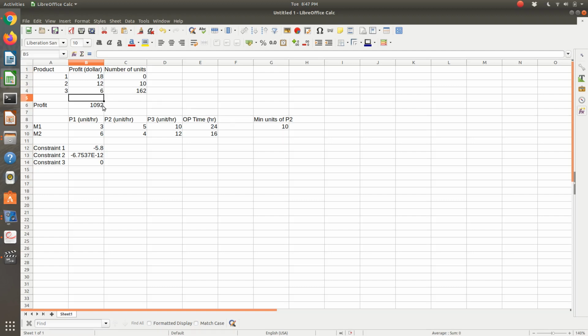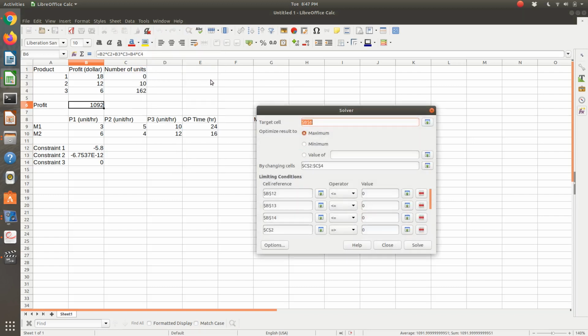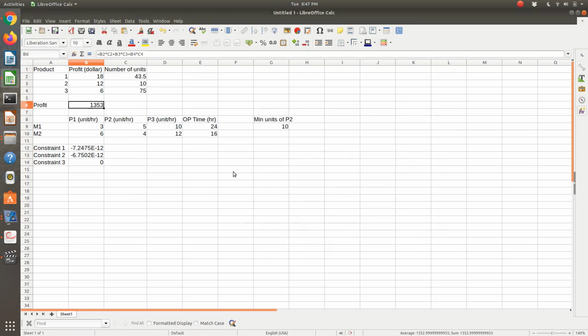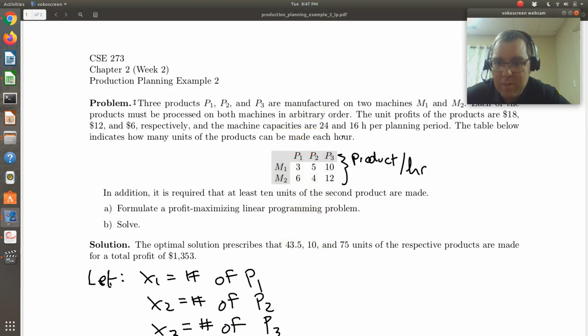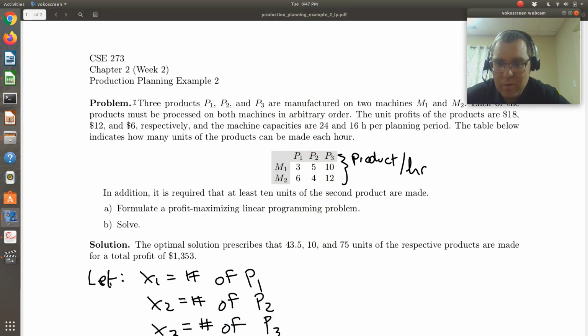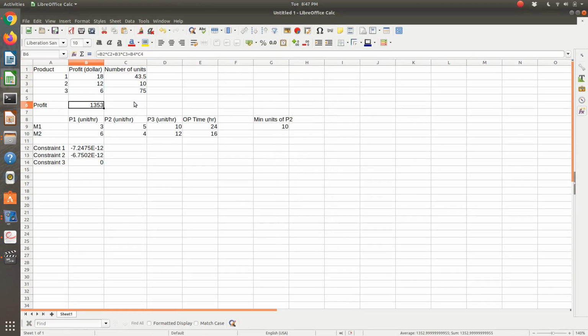So I updated that. This is also a nice reason for generalizing what I have, to make it clear what all my values are, because there I just found a typo, which might not have been as easy to find if I had just explicitly written it in my objective function. But now if I go back and try to resolve, everything else is the same. Solve successfully, and I get 43.5, 10, and 75 units, which is in agreement with what I told you, and then a profit of $1,353. Perfect, cool. So we got it.